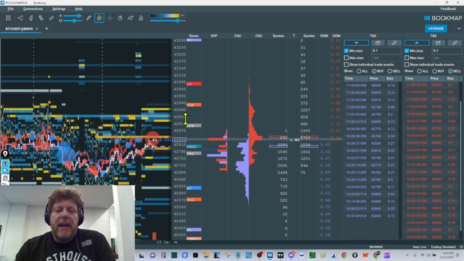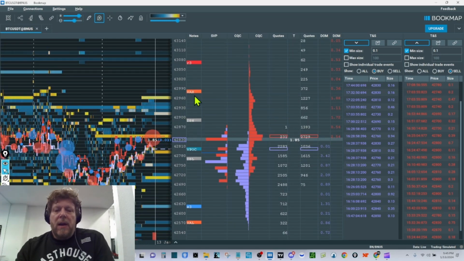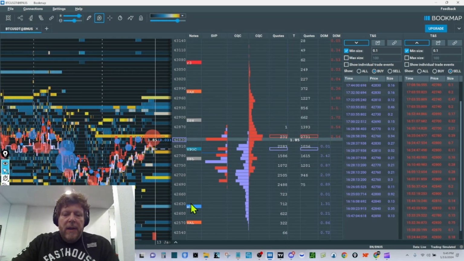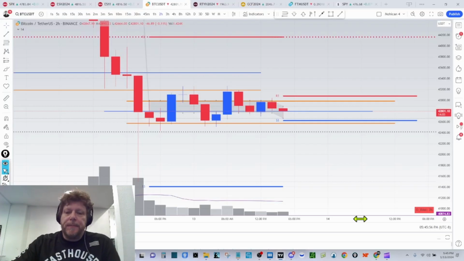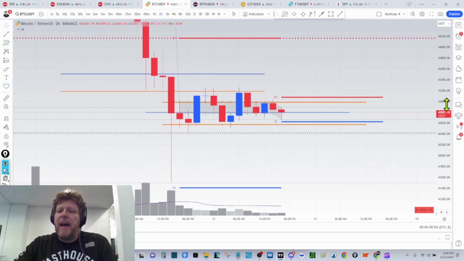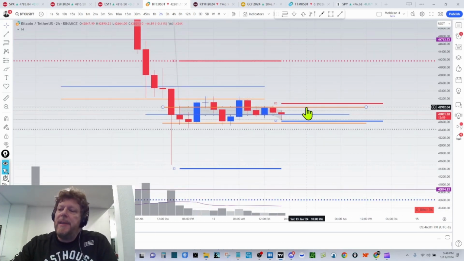So just dropping this down a little closer, you can see we've got our levels marked, value area high, value area low. And I want to drop over to TradingView and just show you. So this is a very tight value area. Our Camarilla setup is an inside setup.